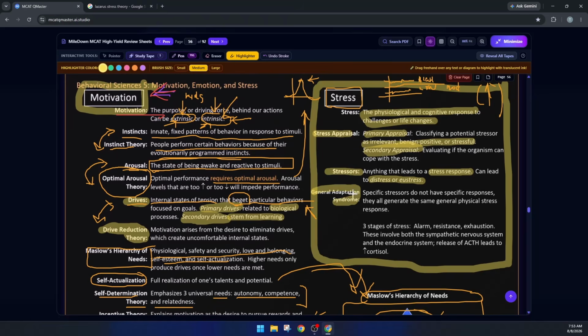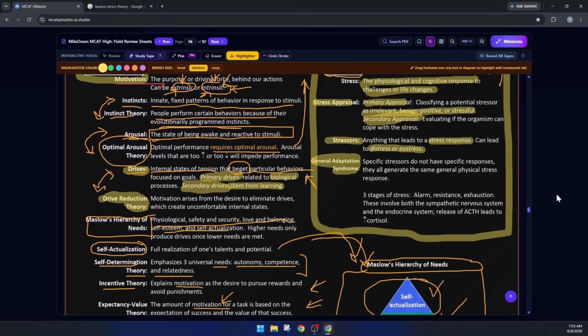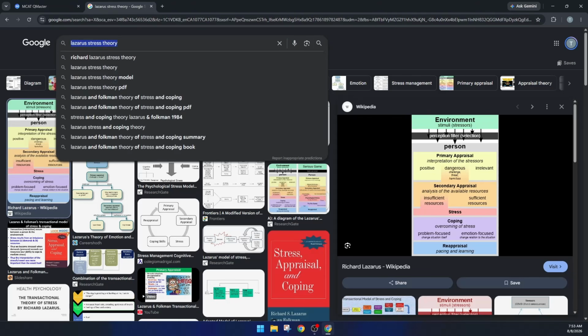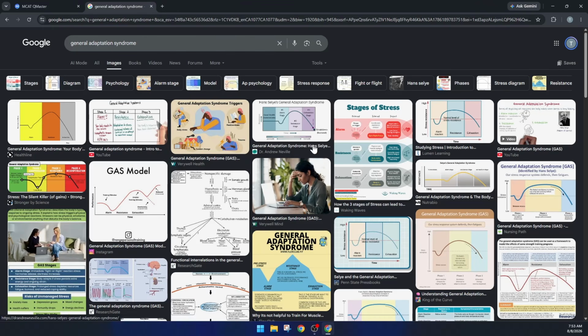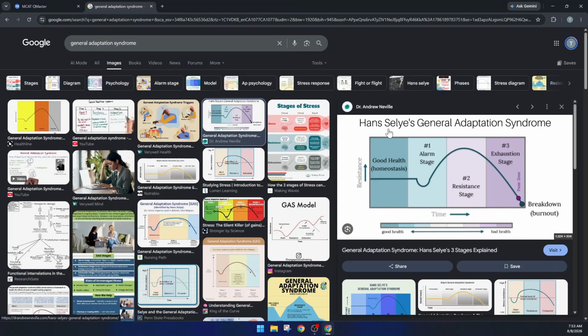All right, general adaptation syndrome. This is another stress theory. This is better learned through the graph. I don't know why the graph is not on here, but my recommendation again is to go on Google Images and look at a picture of general adaptation syndrome. This is Selye's general adaptation syndrome. Here is the very baseline of where you start. You're in good health, otherwise known as homeostasis. So you're in a balanced, normal position. Not necessarily calm, but just normal, right?